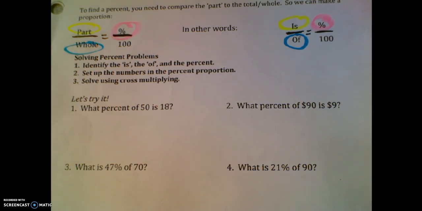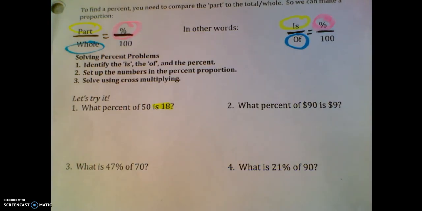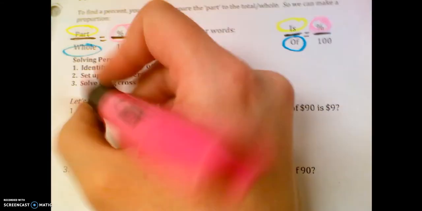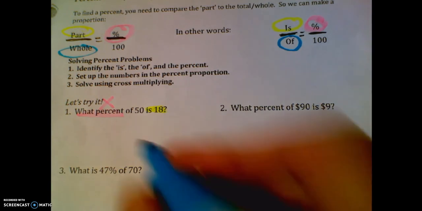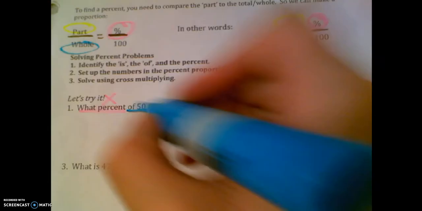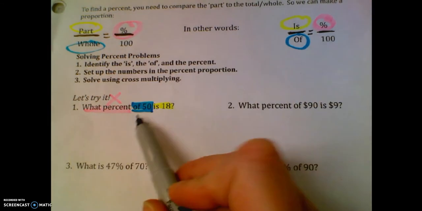It says, what percent of 50 is 18? Now, clearly my is 18. It says is 18. Now I need to figure out what percent and the of 50 means. It says what percent, which means I don't know what percent this is. I'm not sure, so I'm going to put an x. x percent. We don't know. Of 50. So that's going to be my total.